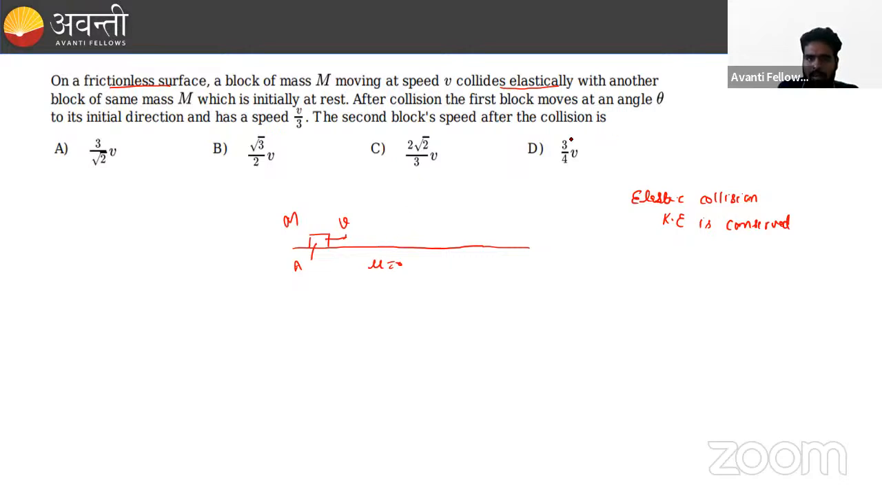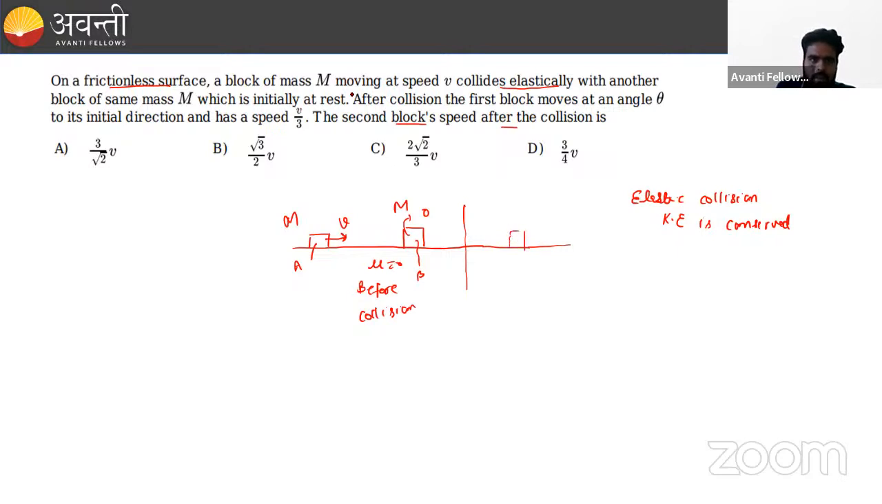It is asked in the problem to find the velocity of the second block after the collision when the first block is moving with velocity v. Suppose this is our second block, block B, having the same mass M as block A, and it is initially at rest, so the initial velocity of block B is 0. This is the situation before the collision, and this is the situation after the collision.